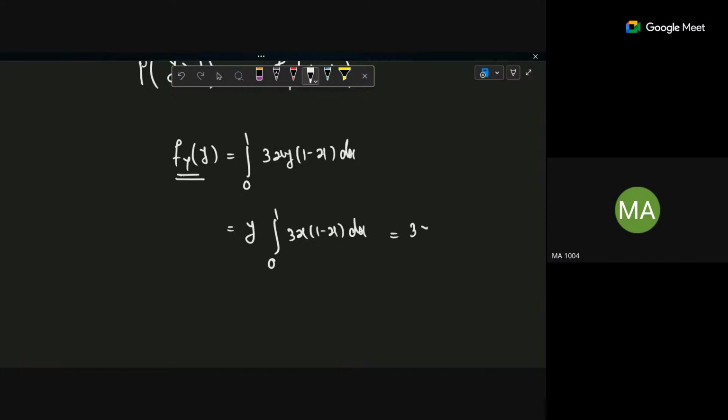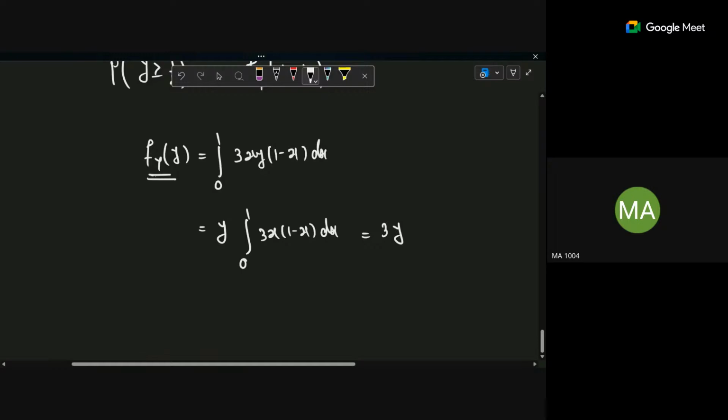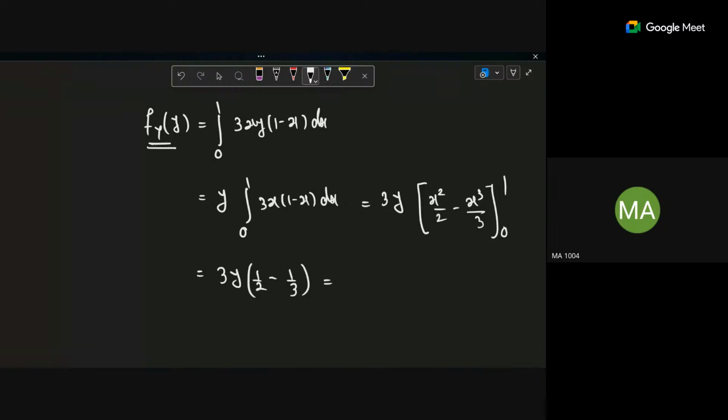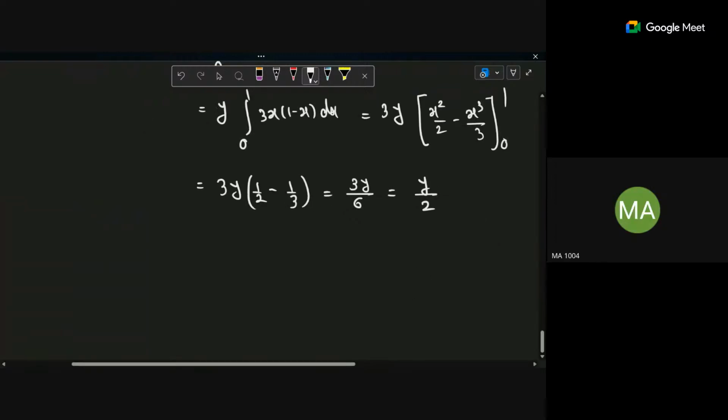And that's nothing but 3y times [x square by 2 minus x cube by 3] from 0 to 1. So it's 3y times... Sorry, what do you get? Y by 2. Yes, ma'am. 3y into 1 by 6. Yeah, 3y by 6, so it's y by 2. Okay, y by 2. You got fy of y equal to y by 2.